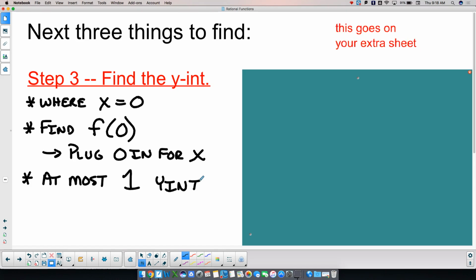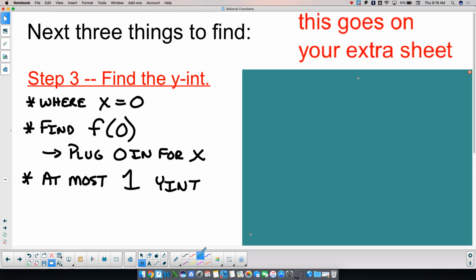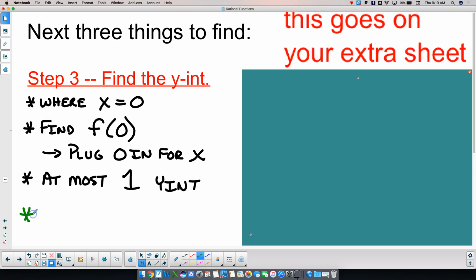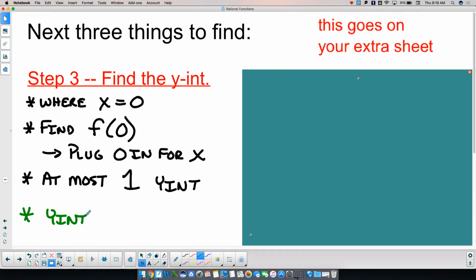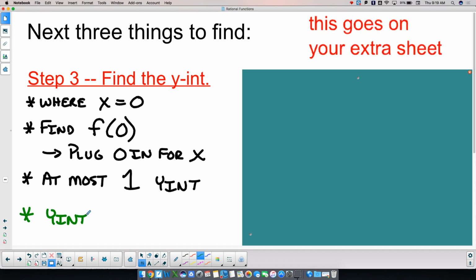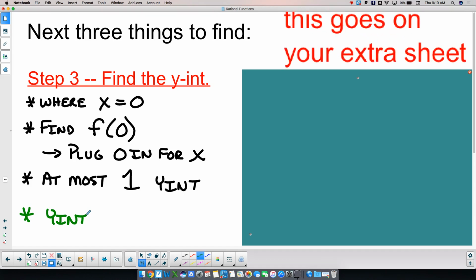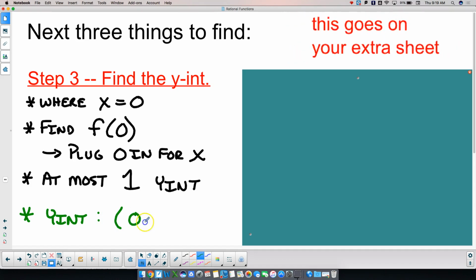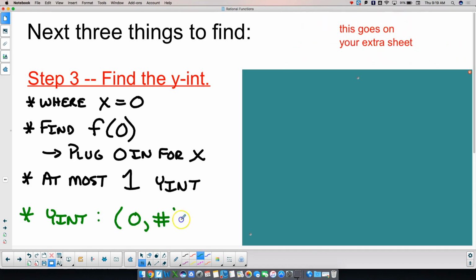When we list out the y-intercept, or our yint, as I'll refer to it. Vertical asymptotes, remember, I call vas. Horizontal, I call has. Y-intercepts, I call yints. That's going to be the point 0, comma, some number.